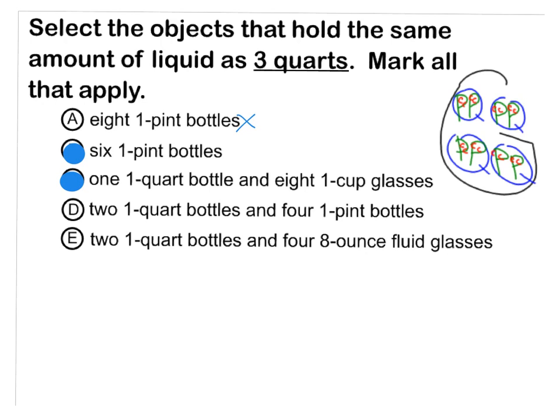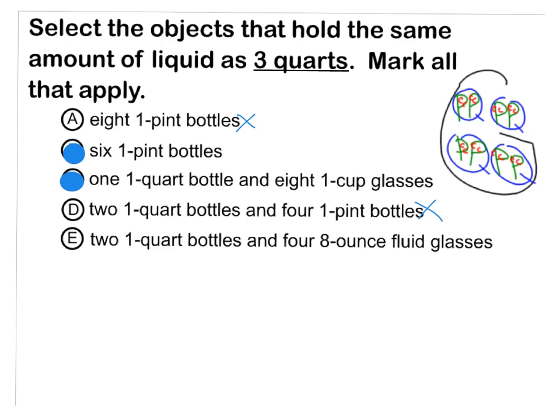For letter D, it says 2 1-quart bottles and 4 1-pint bottles. So let's look. 2 1-quart bottles would be these 2 quarts right here, and 4 1-pint bottles would be 1, 2, 3, 4. Therefore, that would represent 4 quarts. So I also know that D would not work.